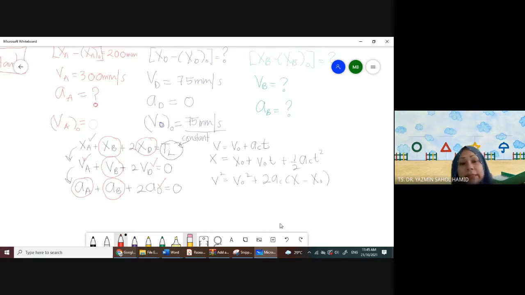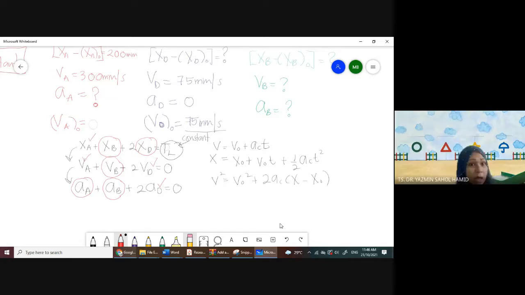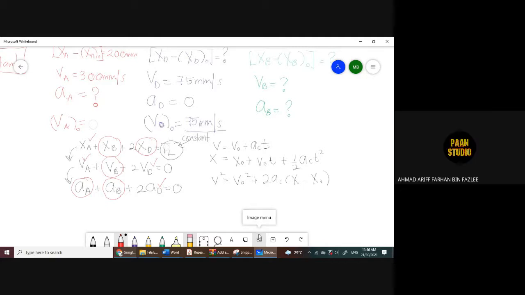What is the answer, guys? Negative. Negative 0.45. Negative 0.45.